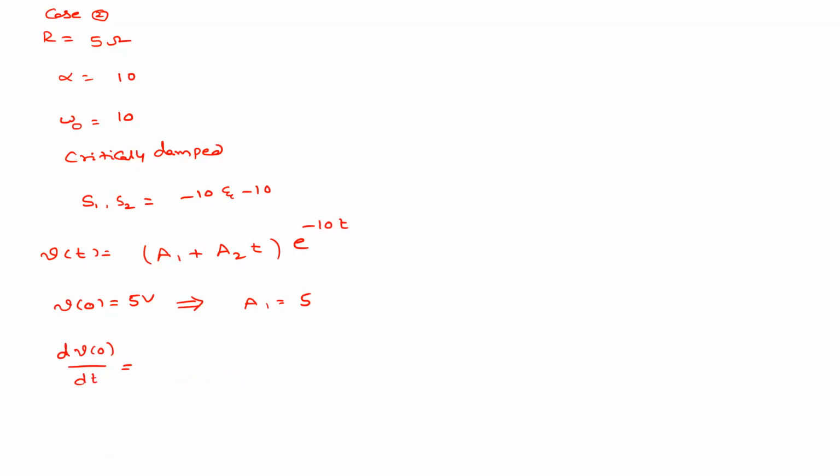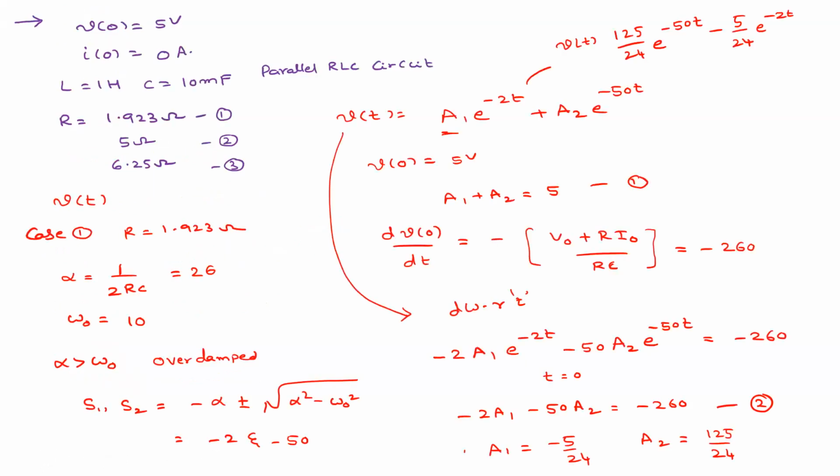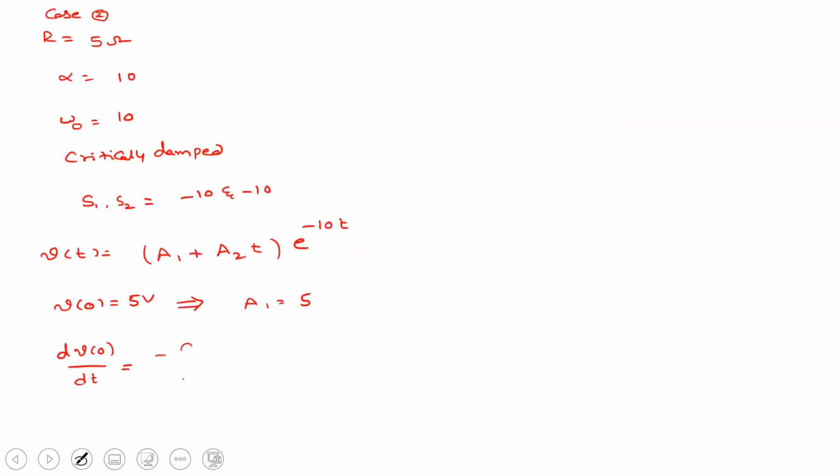What is dV of 0 by dt? You got minus 260 in the earlier case, but we should not use that here, because this depends on the R value, that is, particularly on this resistance. So we need to calculate it again: V naught plus R into I naught, by RC. What is the value of dV of 0 by dt?